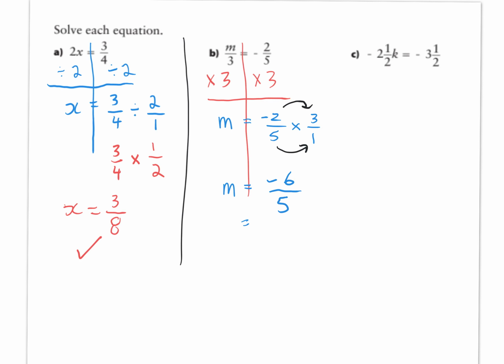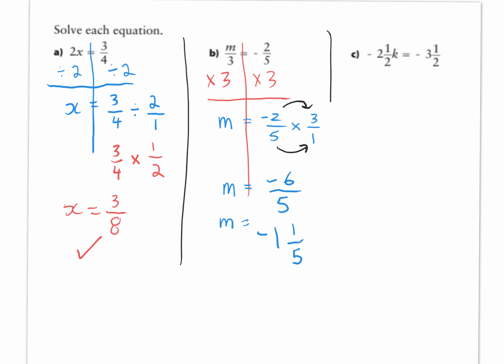Going one step further, because we want to make sure that our answer is not written as an improper fraction, we're just going to change this to a mixed number. So how many times does 5 go into 6? Once. And how many are left over? There will be a remainder of 1. So our answer is negative 1 and 1/5. So our answer to this equation, what do I divide by 3 to get negative 2/5? The answer is negative 1 and 1/5.